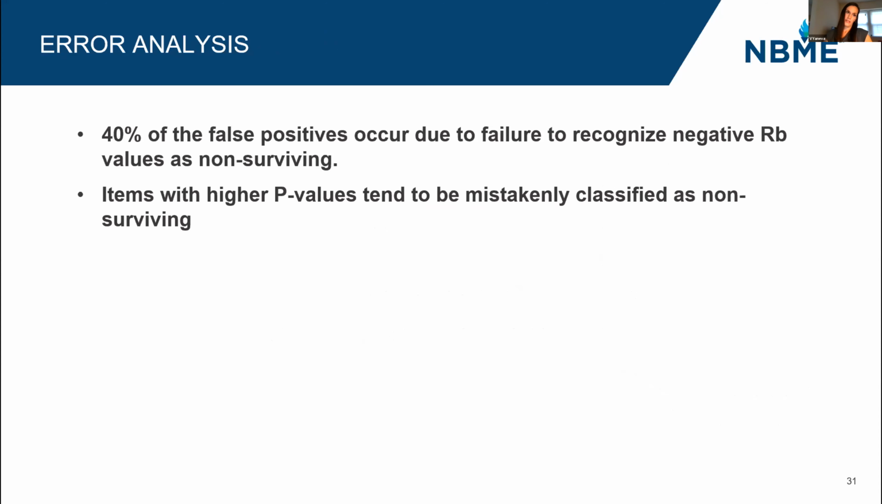The error analysis we conducted indicated that 40% of the false positives occurred due to failure to recognize negative RB values as non-surviving. Essentially, where the model fails tragically is to predict the RB component. It is like predicting noise. And this really is very challenging at this stage, because state-of-the-art NLP approaches are not yet able to do anything with that component. And items with higher p-values tend to be mistakenly classified as non-surviving. So that was also a peculiar observation.